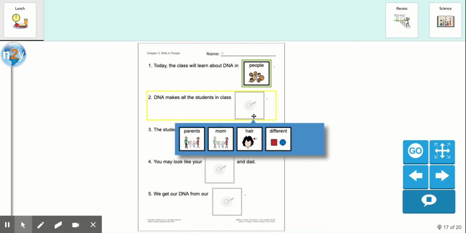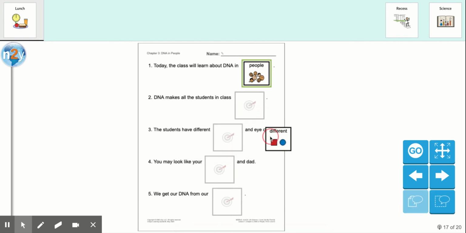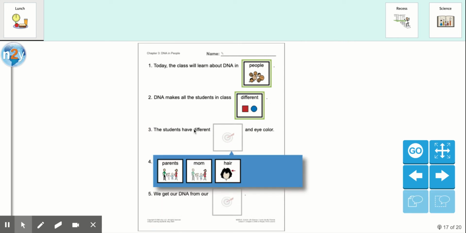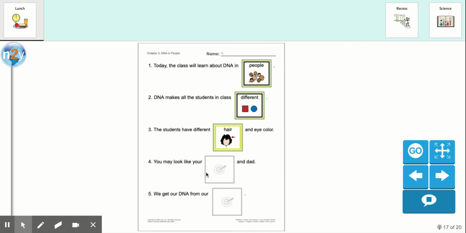DNA makes all the students in class different. Different, okay. So everybody looks different. Everybody has different hair color, eye color, and height and size. The students have different and eye colors. They have different what and eye color? Parents, mom, or hair? Hair. Hair and eye color. Okay.